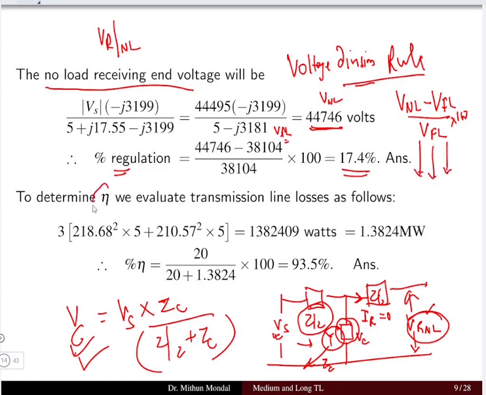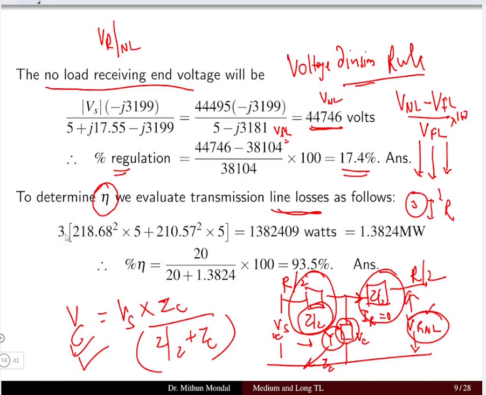Now to determine the efficiency of the line, we need to determine the line losses. So we have to determine the Z by 2 component here and the Z by 2 component here. The resistive part of that is R by 2 here and R by 2 here. That loss we need to determine from the formula of I square R. So we have the current I square R. 3 will be multiplied because 3 conductors are there in a 3-phase transmission line. So we will be getting 1.3824 megawatt as the net line losses for the 3-phase system.